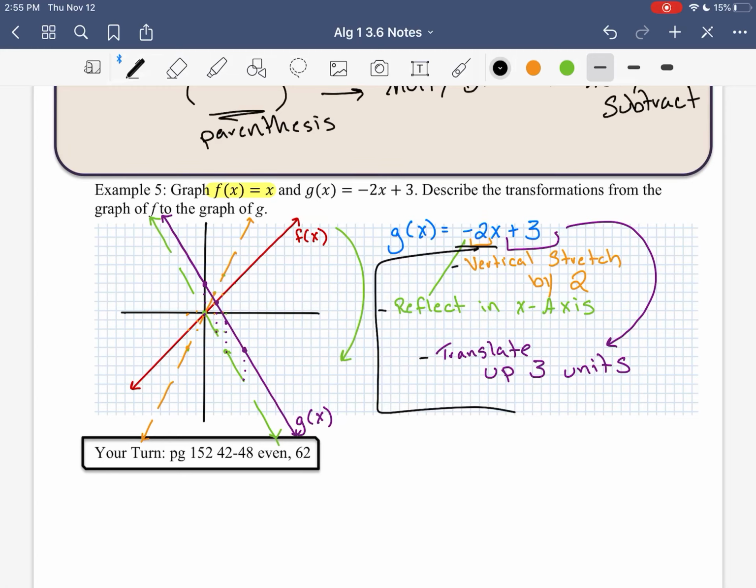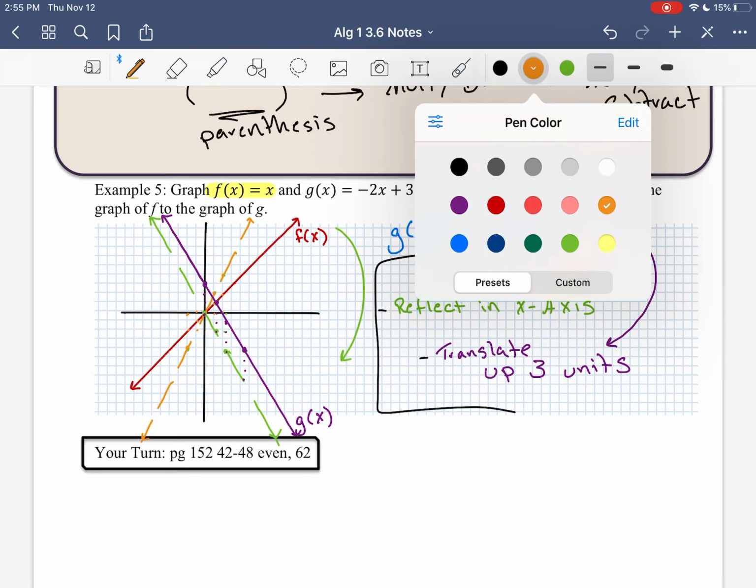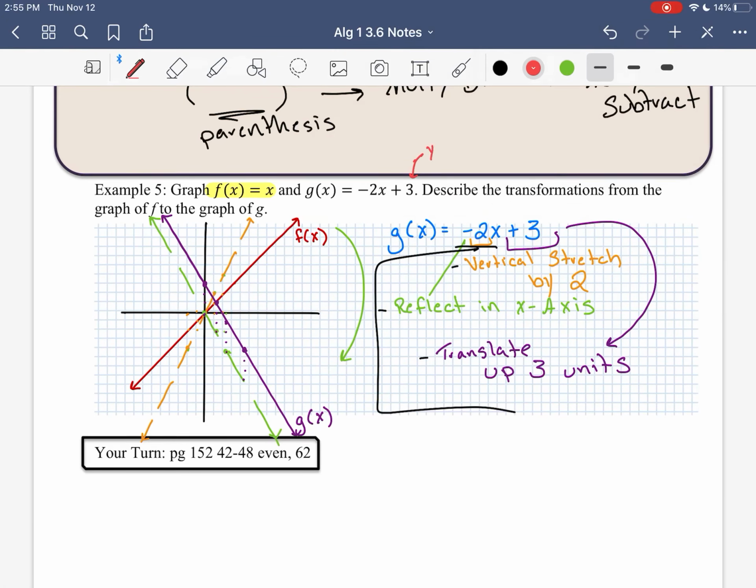Now we can use what we know about equations to know, okay, this should have a y-intercept of 3 and a slope of negative 2. So let's make sure. Does this guy have a y-intercept of 3? 1, 2, 3, and a slope of negative 2. Down 2 over 1. It does. So we were able to then verify our graph.